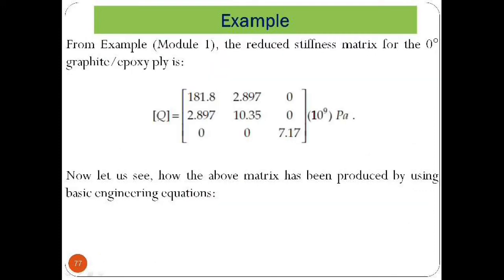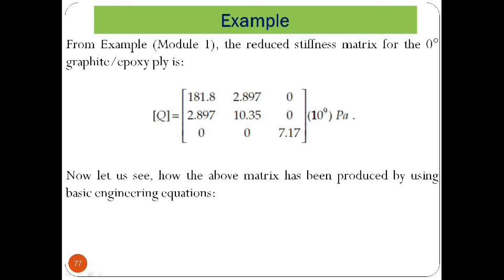Now, from the example of module 1, first we have to solve the reduced stiffness matrix for 0 degree graphite epoxy, and obviously for 30 degree and minus 45 degrees. So such a Q matrix has to be obtained for all 3 different degree plies, and which are involved with the graphite epoxy laminate. So we'll see this numerical from module 1.